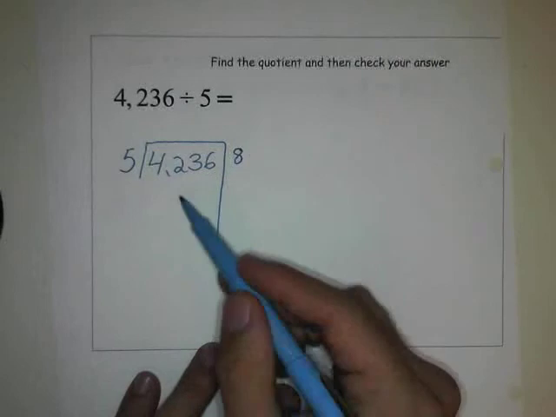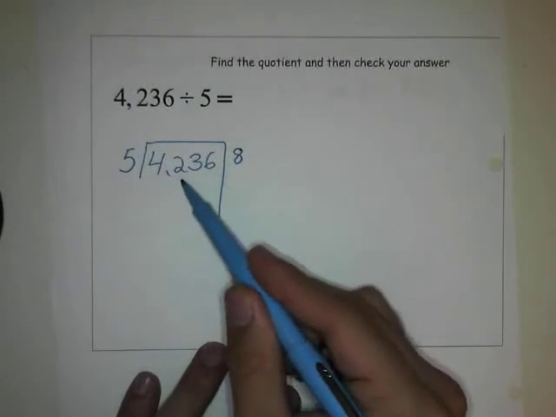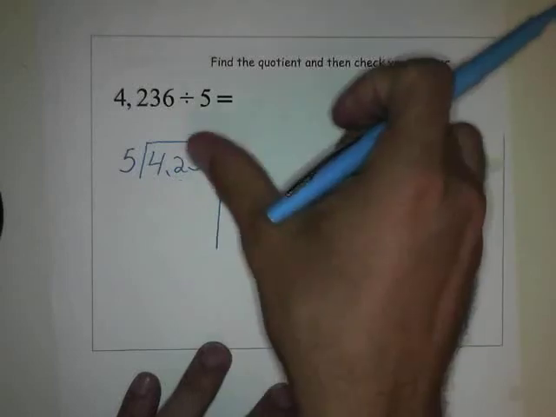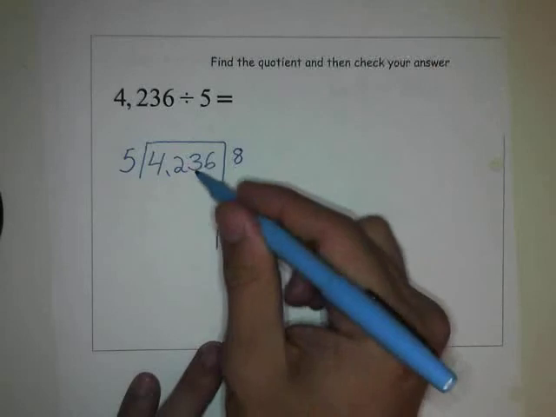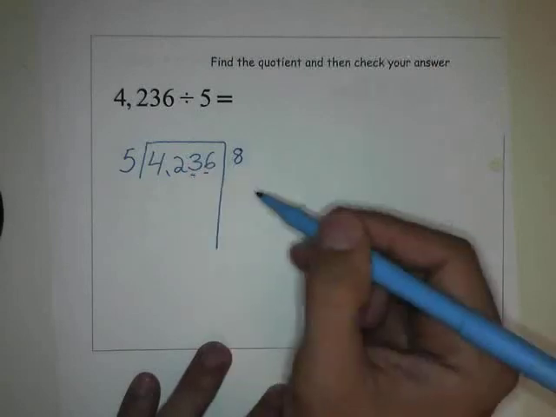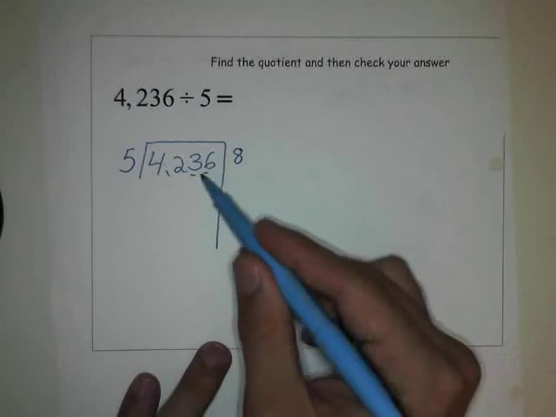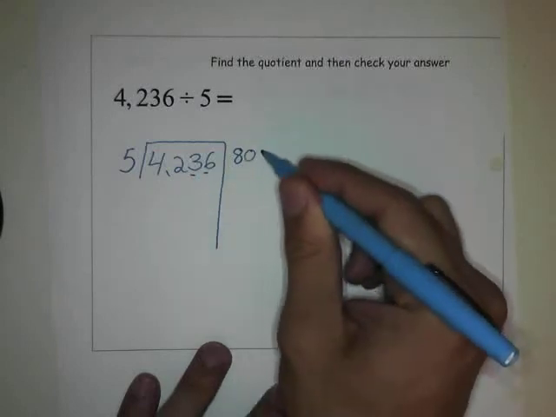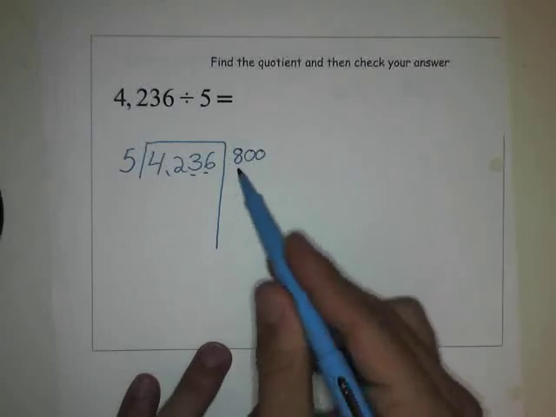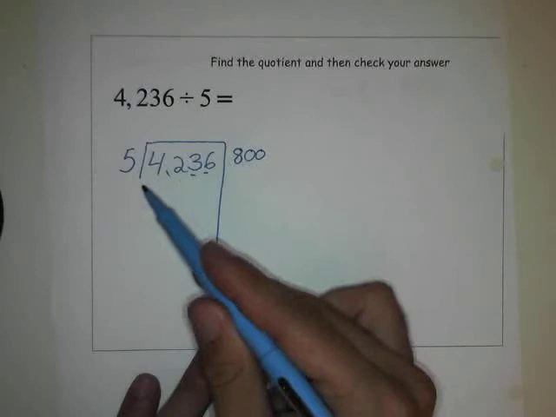However, the number that we're working with isn't 42. It's 4,236. And we only accounted for those first two place values. We have two place values that we haven't accounted for yet. So instead of just saying 8, to make up for those two place values we're going to put 2 zeros here. So instead of taking 8 groups of 5 away, we're taking 800 groups of 5 away.